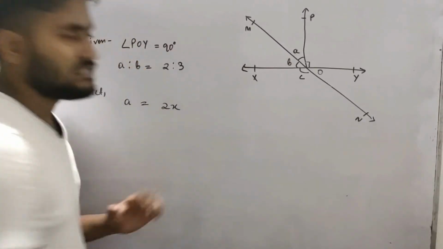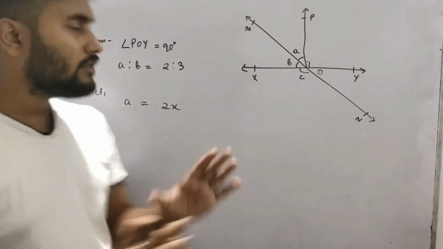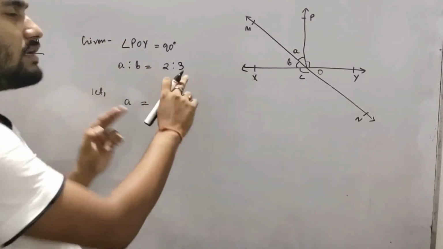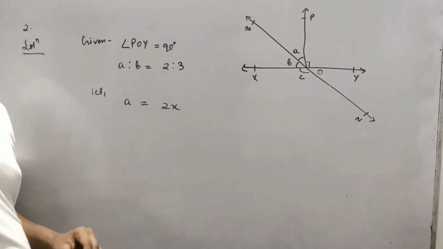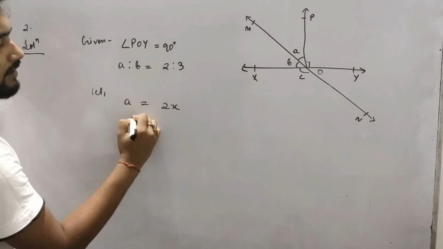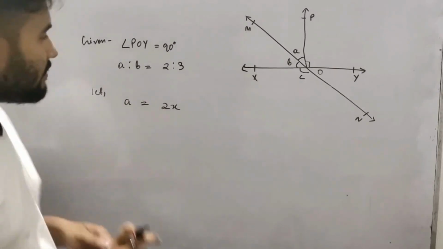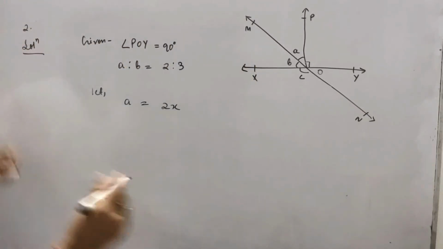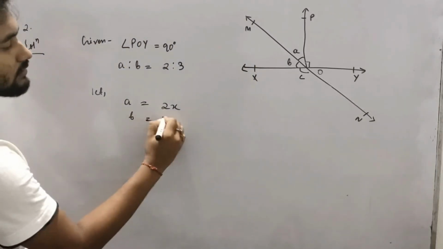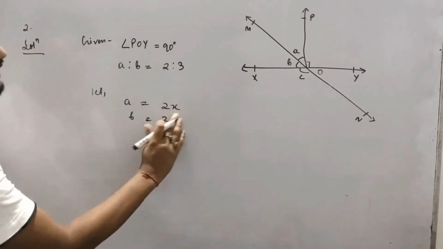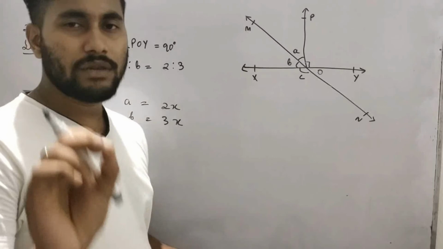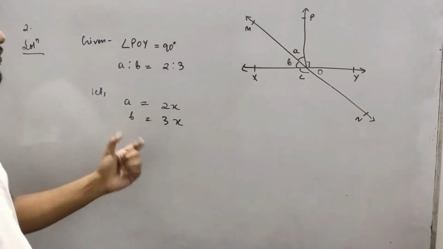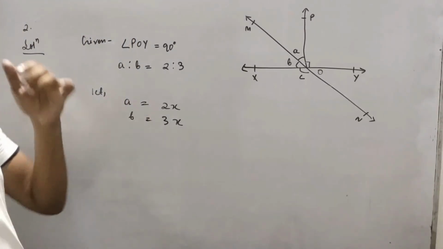Understood? So whenever you see this type of question, A is to B is equal to 2 is to 3, you will take A as 2x and B will be 3x. This will be the same, because whatever you multiply in the numerator, the same thing you multiply in the denominator also. So your A is 2x, B is 3x. Now you solve the question.